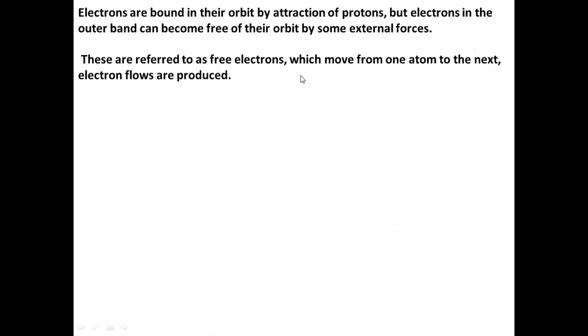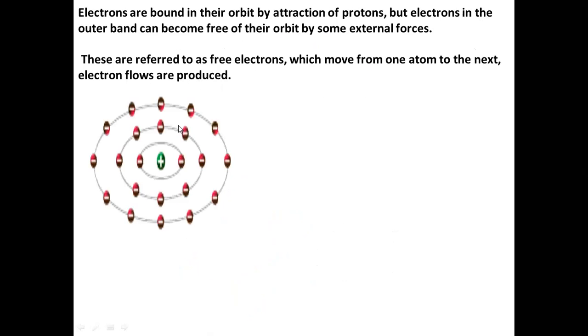Electrons are bound in their orbit by attraction of protons. But electrons in the outer band can become free of their orbit by some external force. These are referred to as free electrons, which move from one atom to the next. Electron flows are produced.